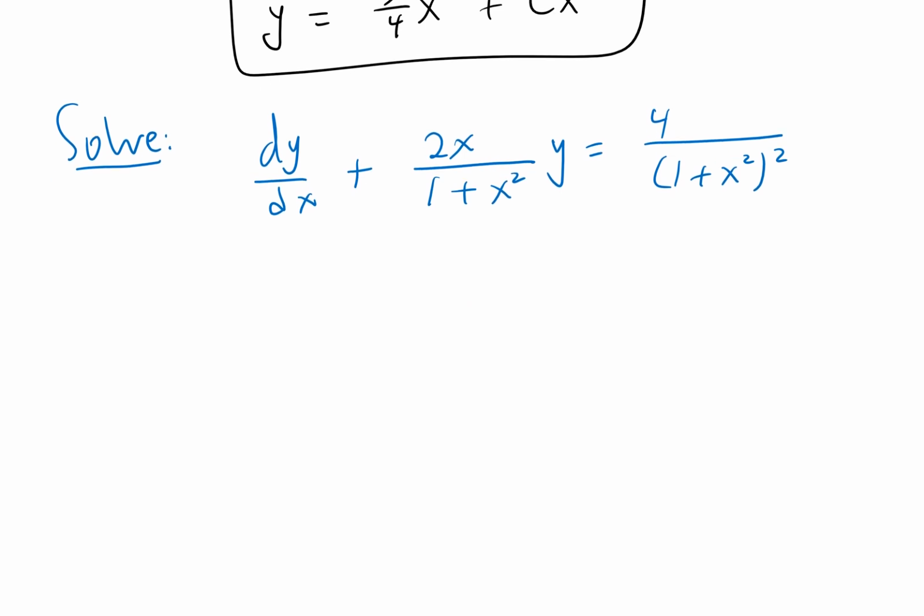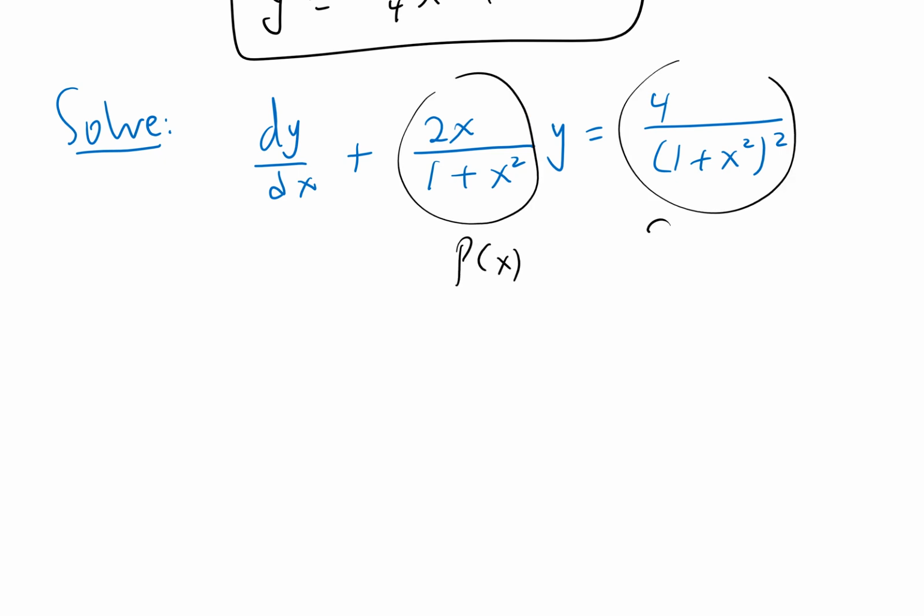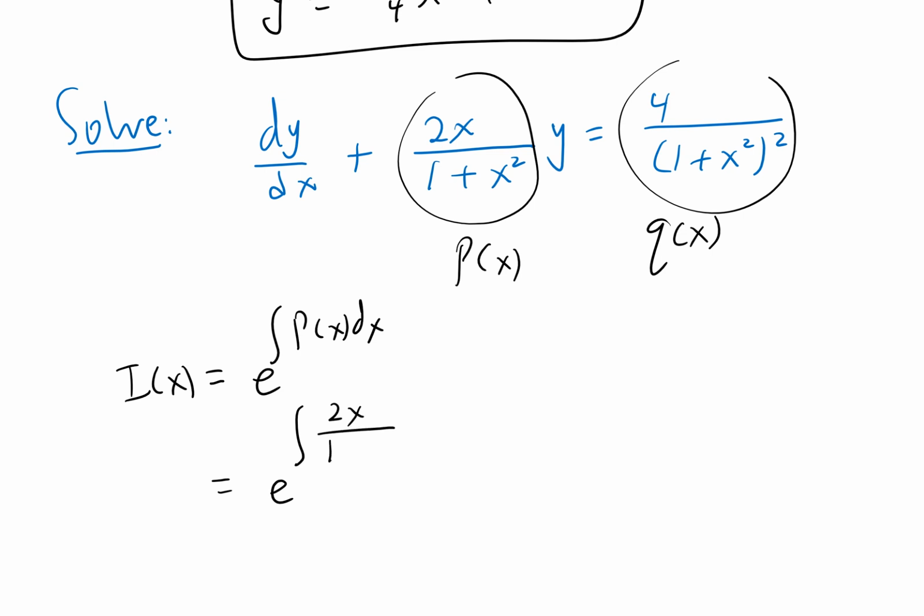We can go over this now. Notice it's already written in a standard form. So all we need to do is start with this is p of x, this is q of x. Start by finding the integrating factor I of x, which is e to the integral of p of x dx, e to the integral of 2x over 1 plus x squared. Don't forget the dx.